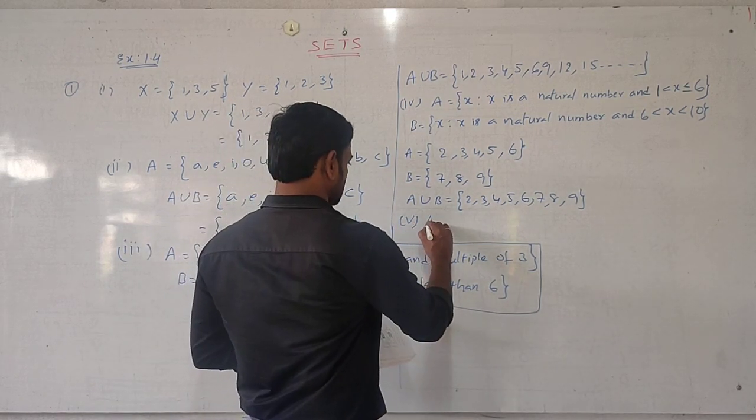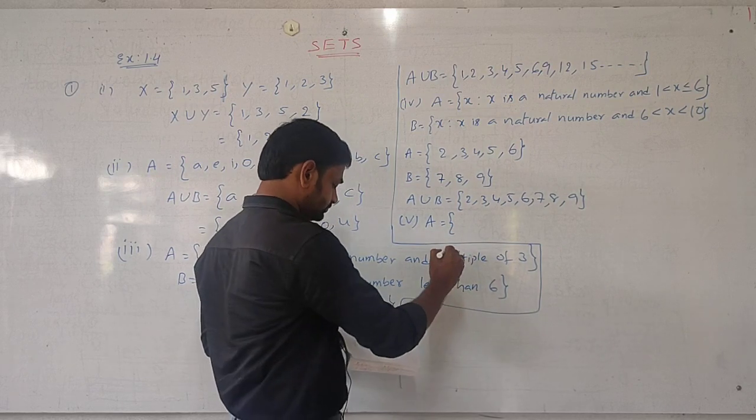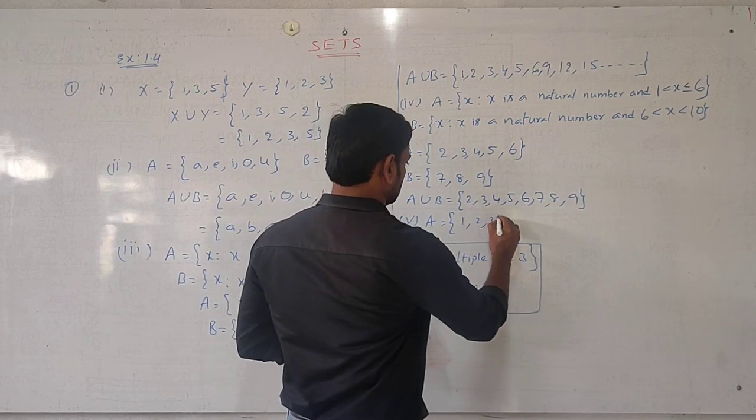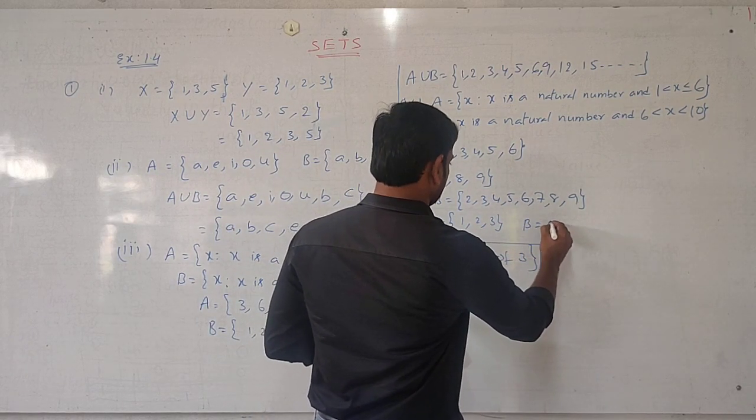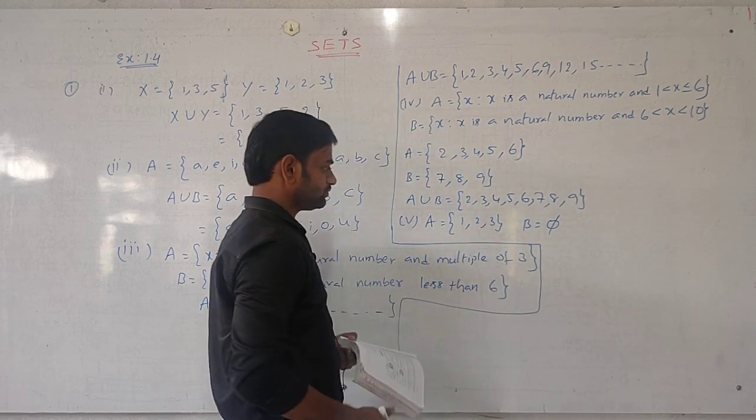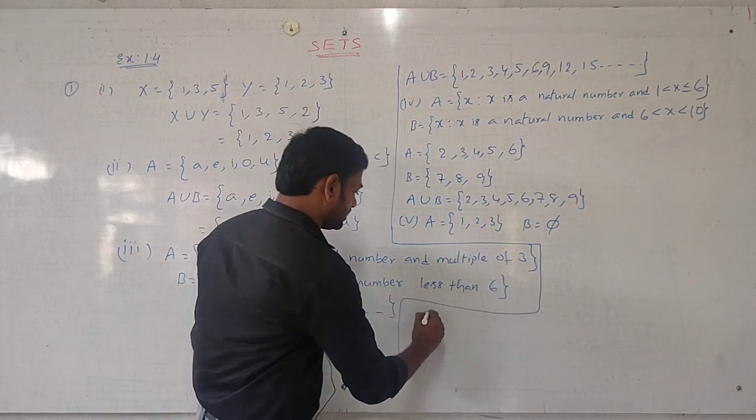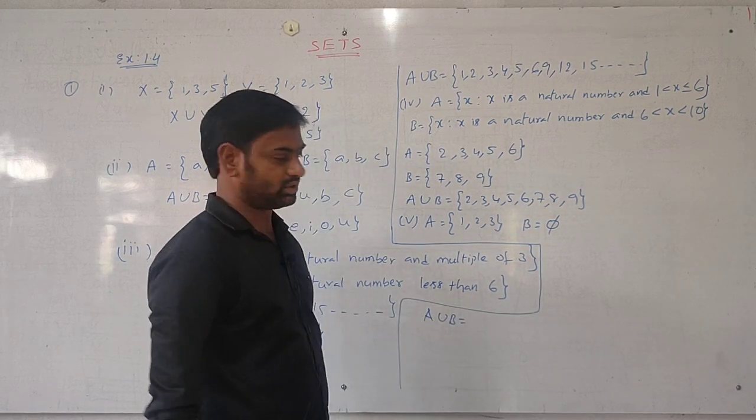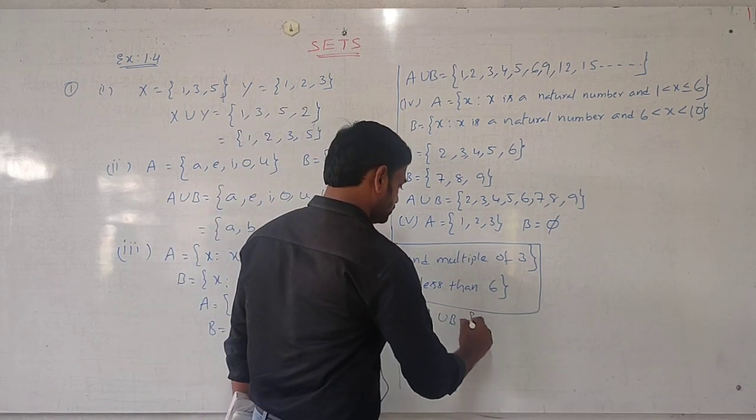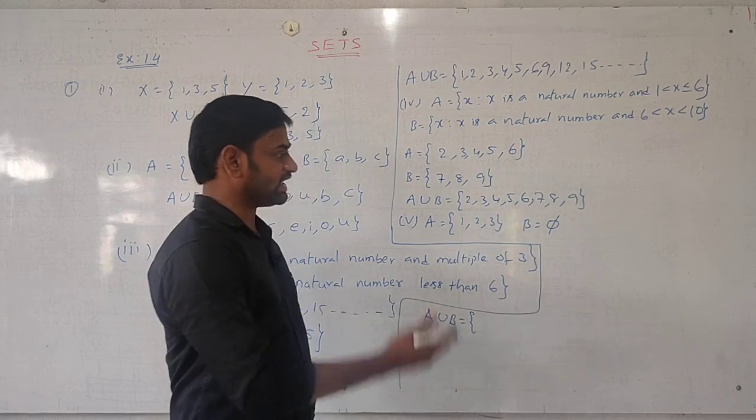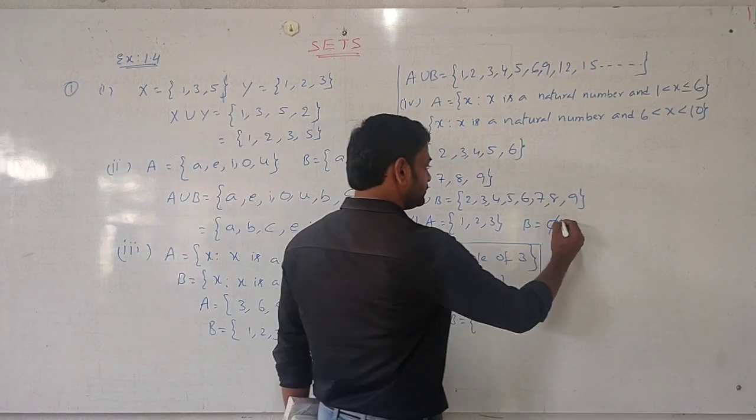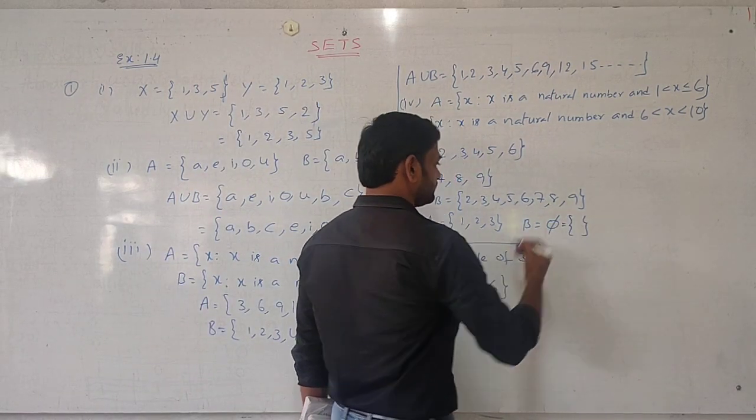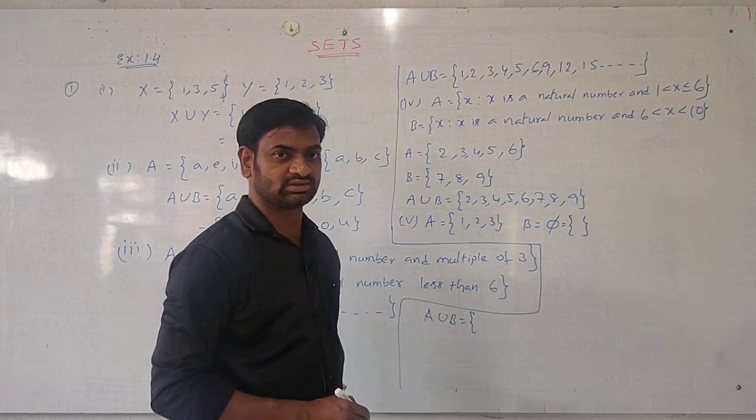Fifth, capital A equal to {1, 2, 3}, capital B equal to {5}. Now what is A union B? A union B means all the elements of A as well as B. B here is the empty set.